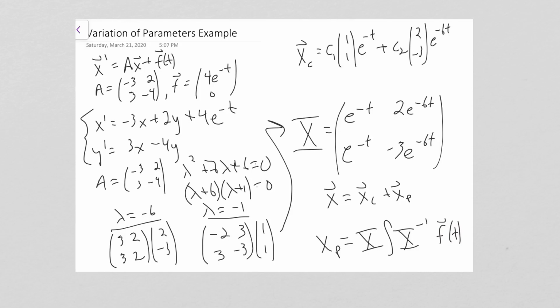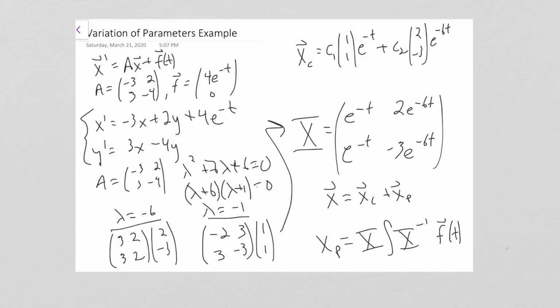This is the system that we've been working with all along. So this should be familiar. A is -3, 2, 3, -4. My input, my monkey, my force, whatever you want to think about it as, right here, is 4e to the negative t with a 0 there. This right here is the problem. I could also write it in this form. This is exactly the same as what I have here: -3x plus 2y plus that term, and then this guy plus nothing.